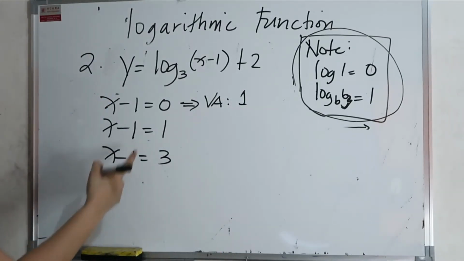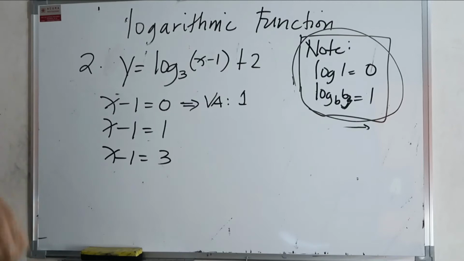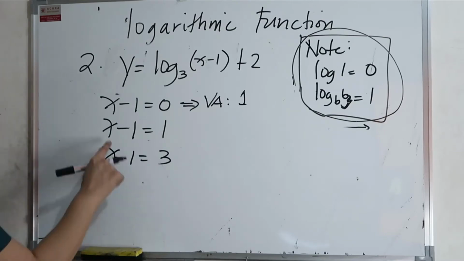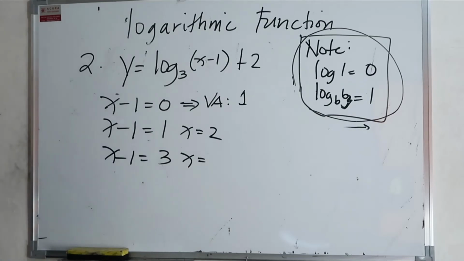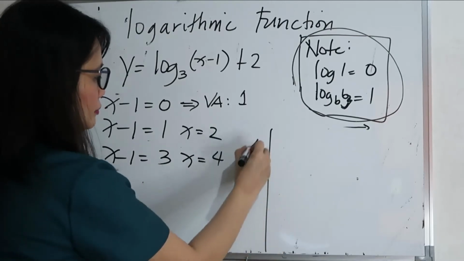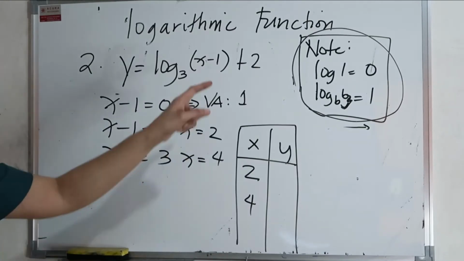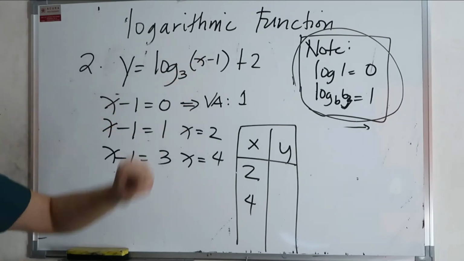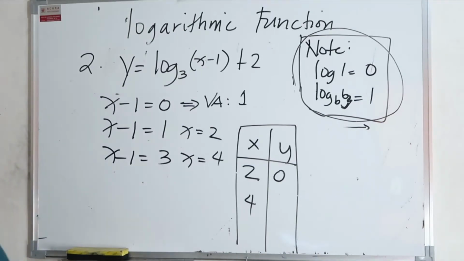Next, we equate it to 1 and 3, where 3 is your base, to determine what values of x we need to use. So in here, x will be 2 and 4. So we will be using 2 and 4. Substitute. If x is 2, what will happen? 0. Why is it 0?